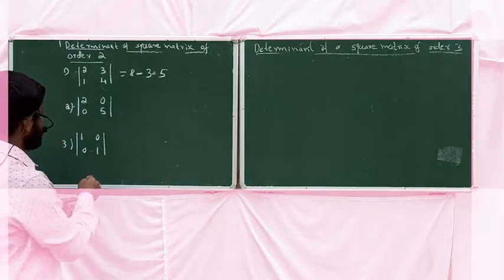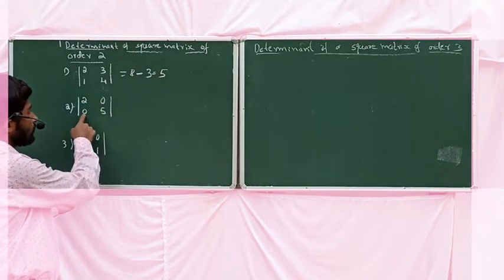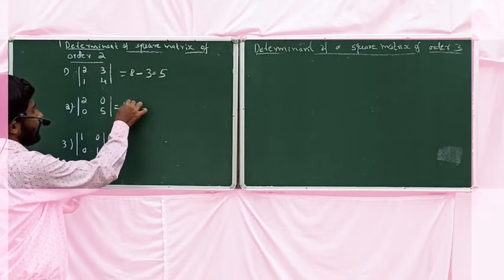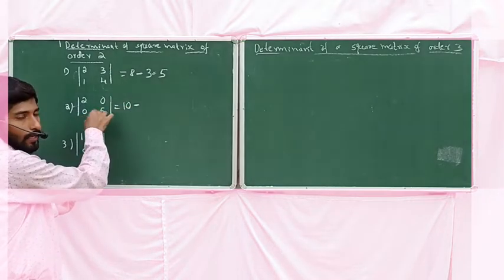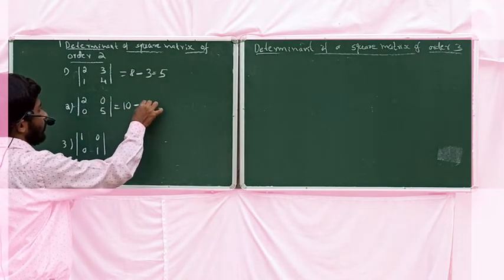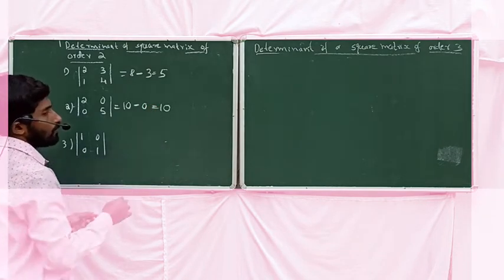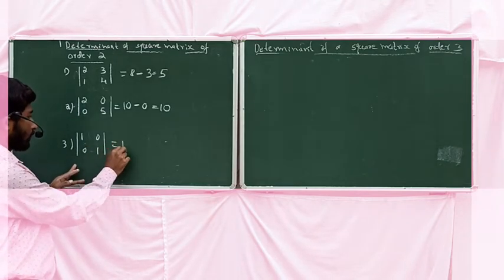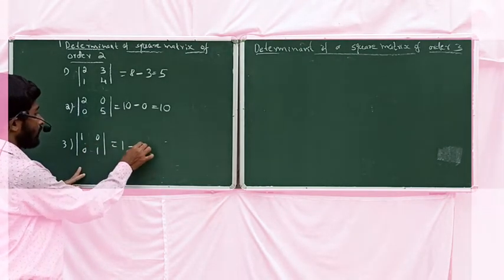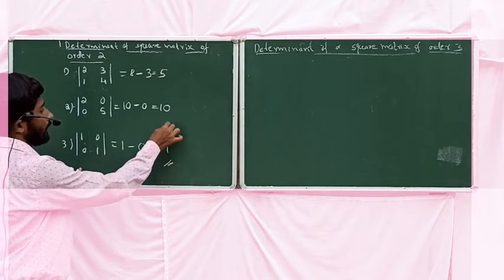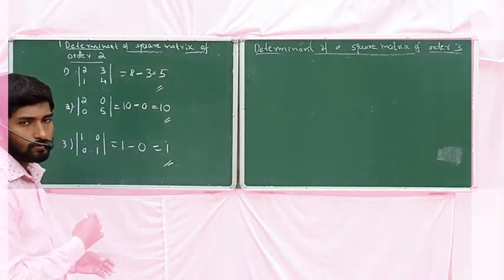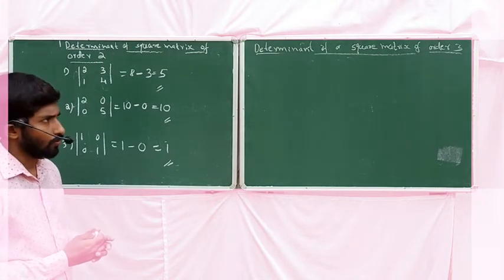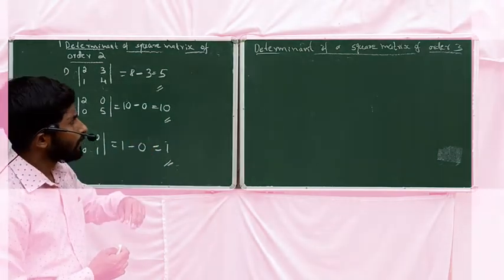Okay. Next, in the second problem, 2, 0, 0, 5. Product of diagonal 5 into 2, it's equal to 10. Minus product of non-diagonal 0 into 0, it's equal to 0. 10 minus 0, its value is equal to 10. Third, see, product of diagonal 1 into 1, it's equal to 1. Minus 0 into 0, it's equal to 0. 1 minus 0 equal to 1. Okay, this is how to find the determinant of a square matrix of order 2. Okay. Now go to the next problem.